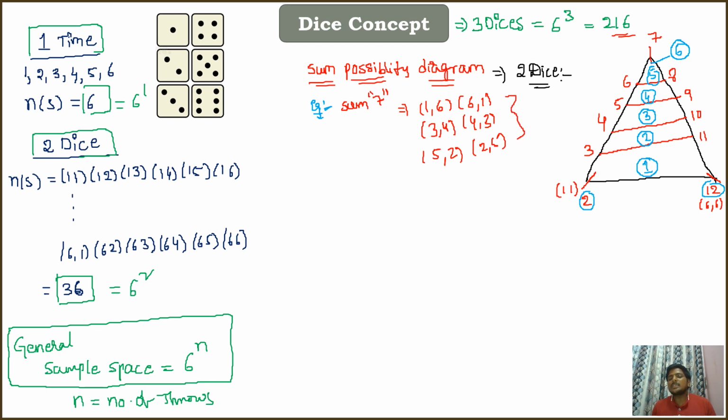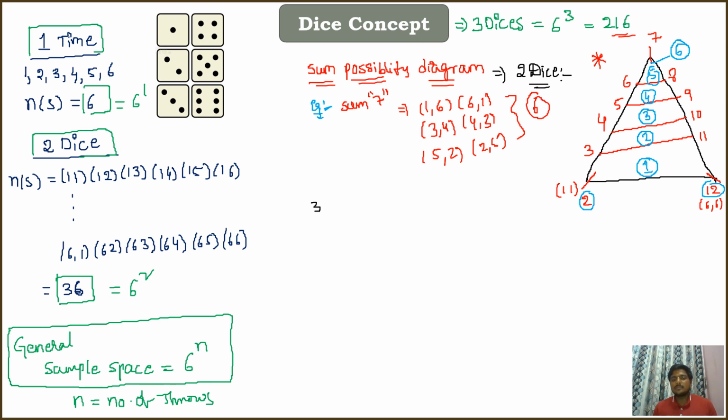So there are 6 chances to get sum as 7. So if you remember this sum possibility diagram for 2 dice, it will be helpful for us to solve the questions. And now have a look.